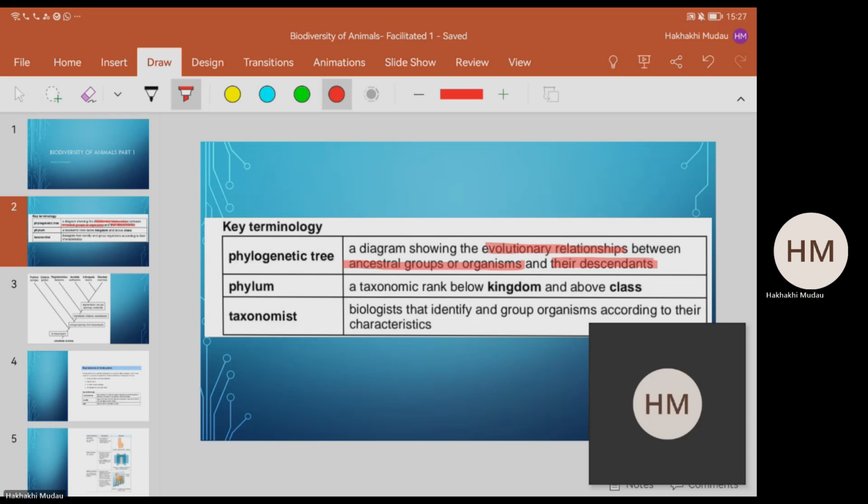Right. And then we have something called a phylum. A phylum is a taxonomic rank below kingdom and above class. Then the person who organizes organisms into different groups is called a taxonomist. So a taxonomist is a biologist that identifies and groups organisms according to their characteristics, which we're going to be looking at today. And those characteristics are the key features that we use to group the organisms.